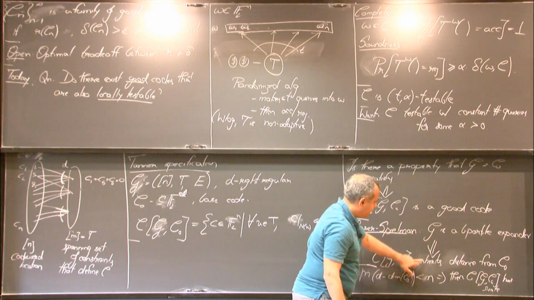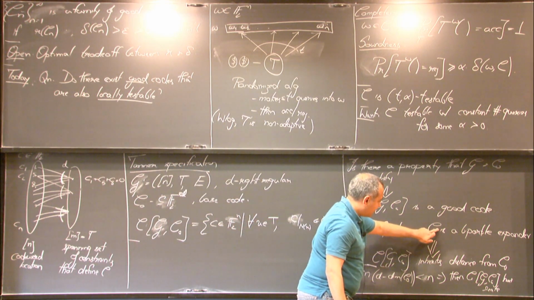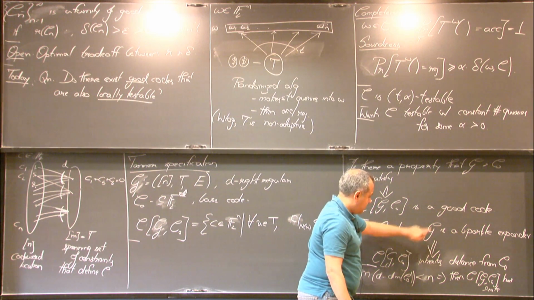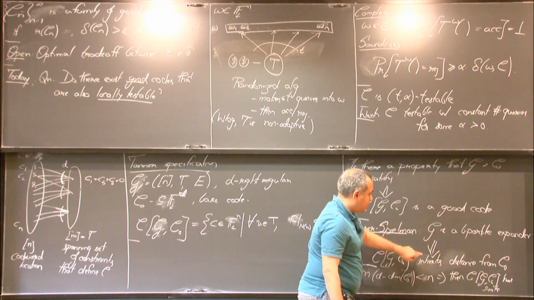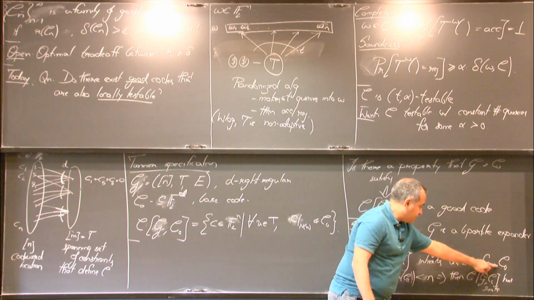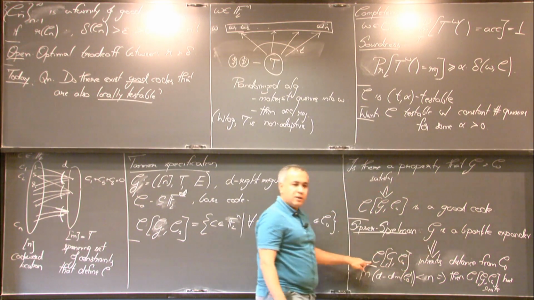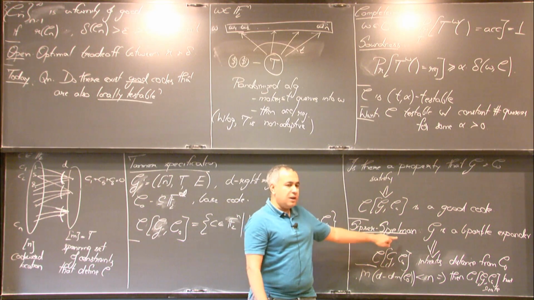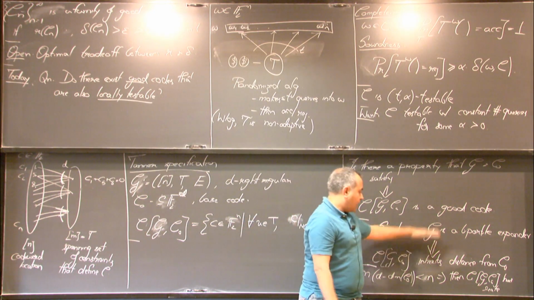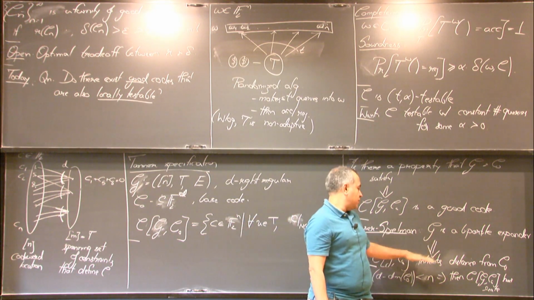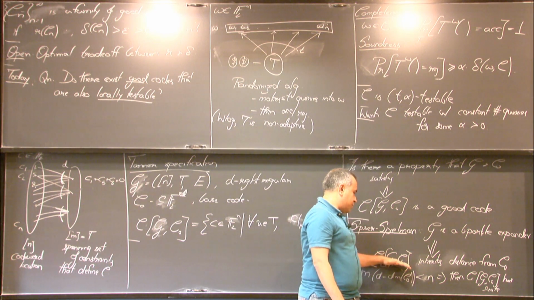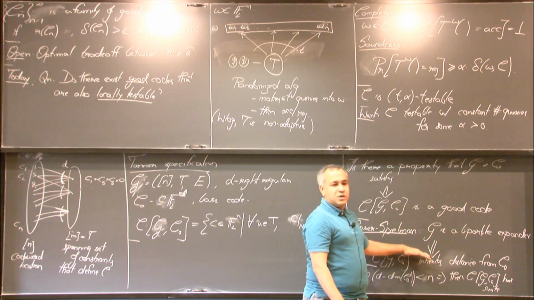The main result of Spielman was, if you had a good expander graph, and the base code had good distance, then the corresponding Tanner construction also has good distance. It inherits the distance, and furthermore, they accompanied this with a decoding algorithm. They showed that if you give me a corrupted code word here, you can correct it in linear time.